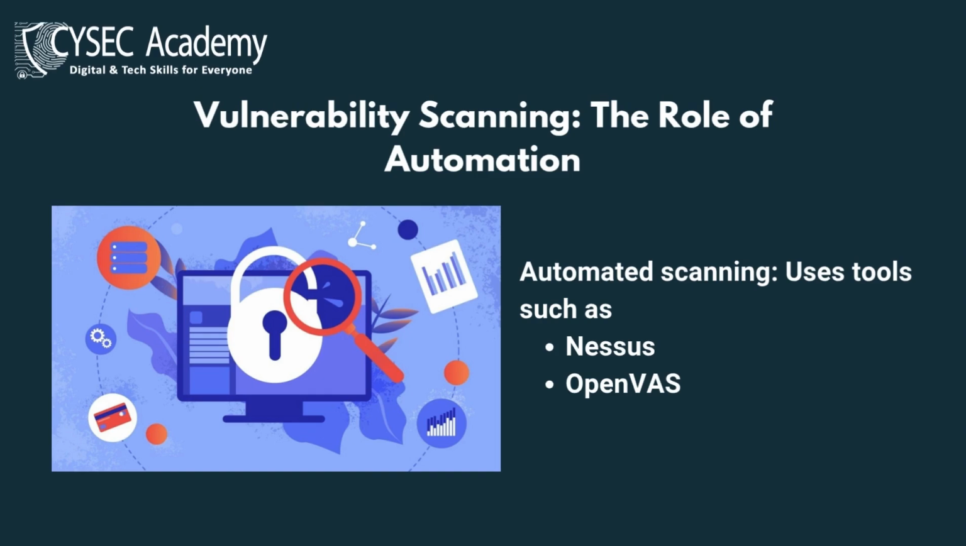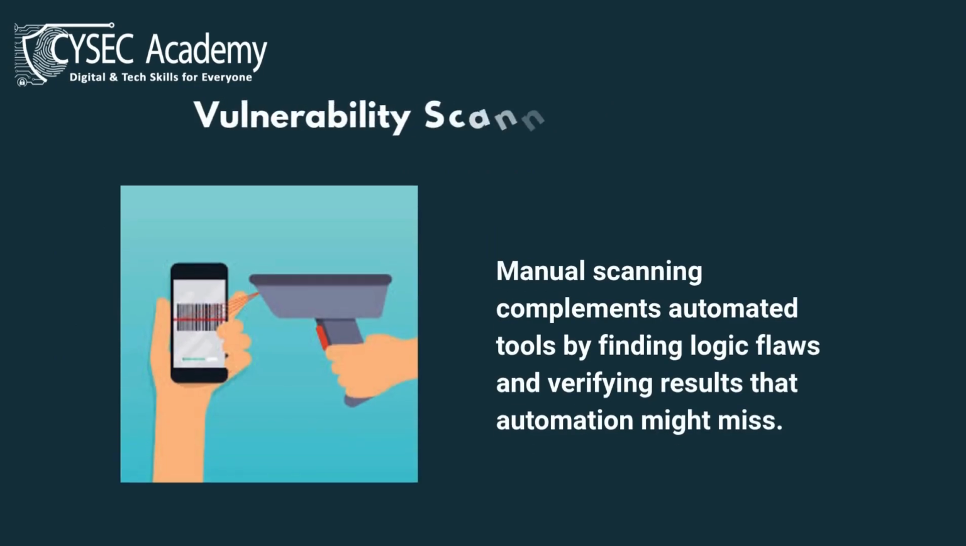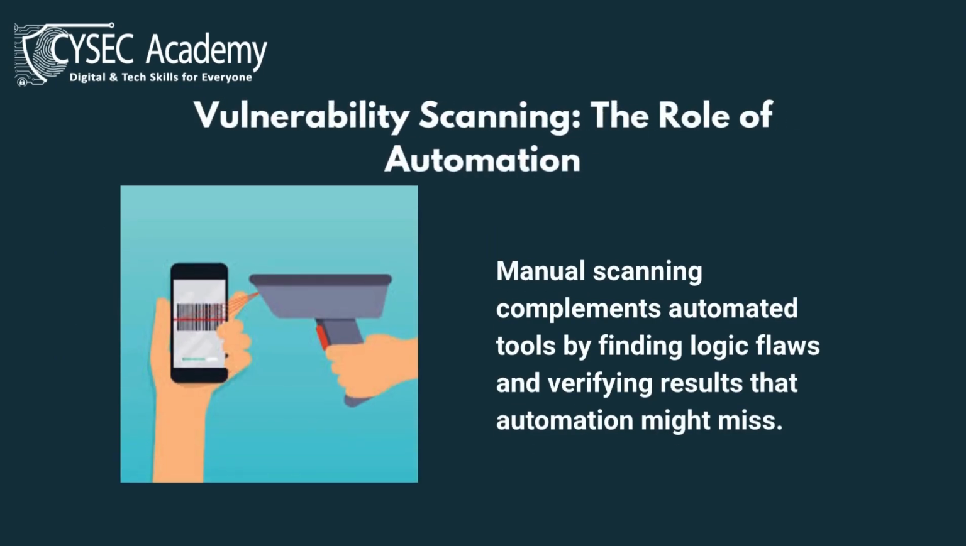2. Manual scanning. Manual vulnerability scanning is the hands-on process of inspecting systems and applications to find weaknesses that automated tools might miss. It combines targeted testing, expert analysis, and verification of scanner results to uncover logic flaws, misconfigurations, and business layer vulnerabilities. Manual scanning complements automated tools by finding logic flaws and verifying results that automation might miss.